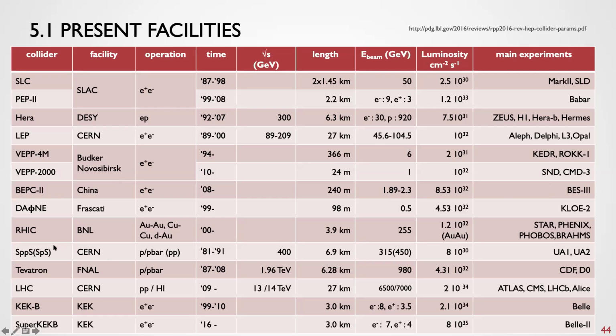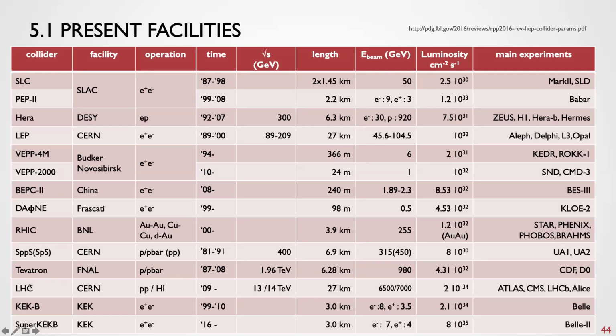Then the SPS has been in operation until the 90s. It was the proton and proton antiproton machine that had the UA1 and UA2 experiments, which discovered the W and the Z bosons.